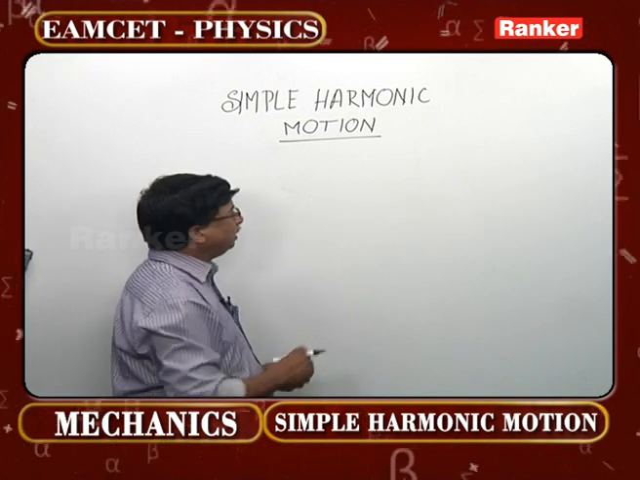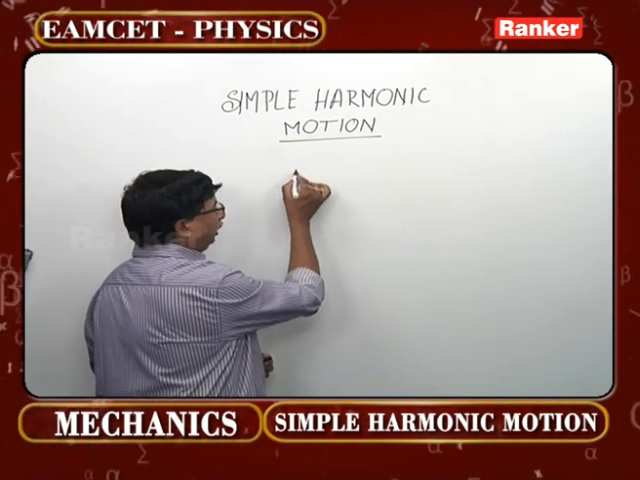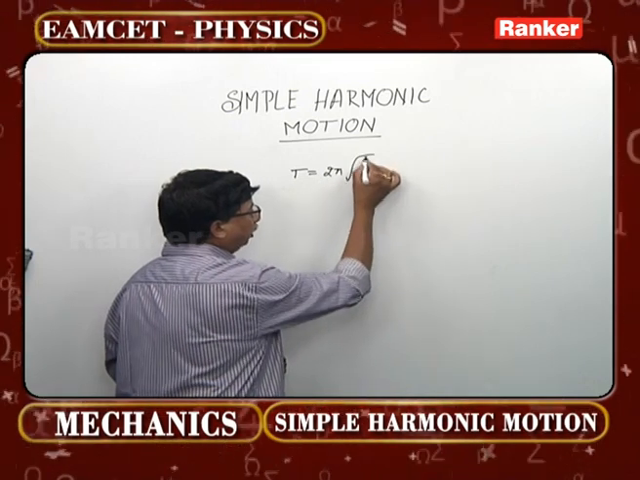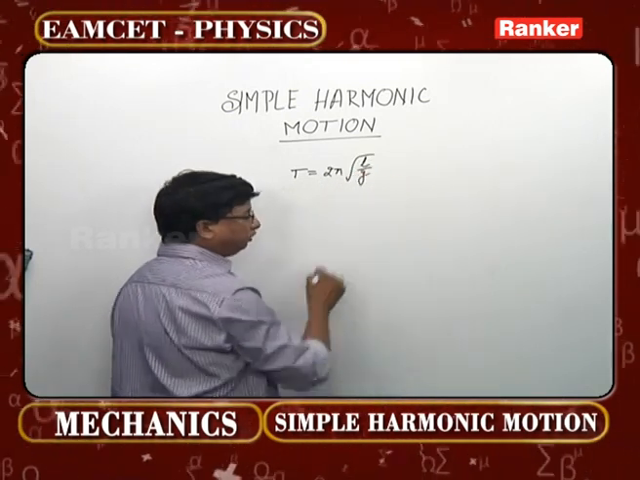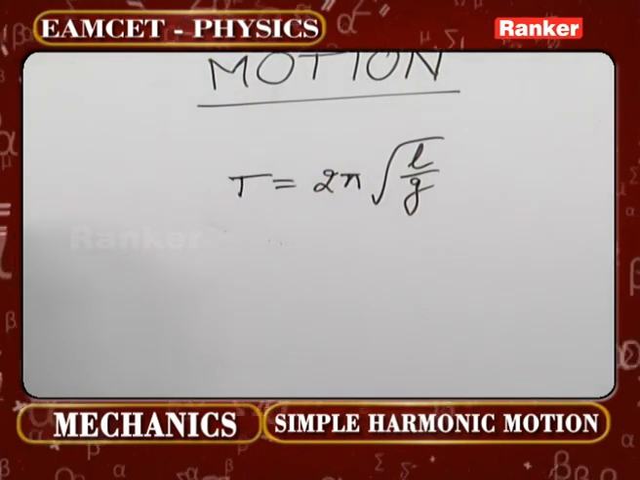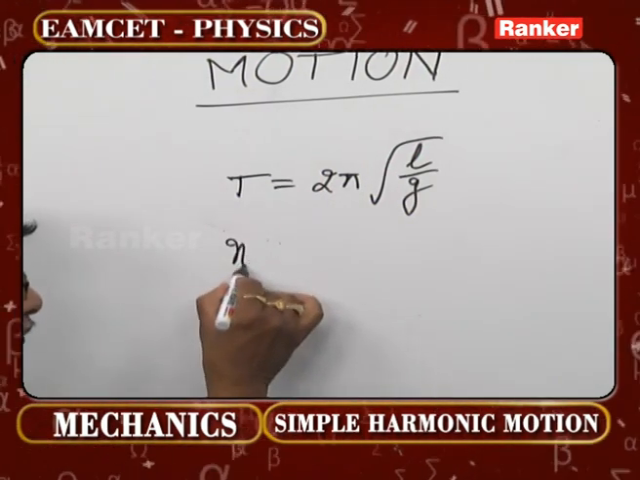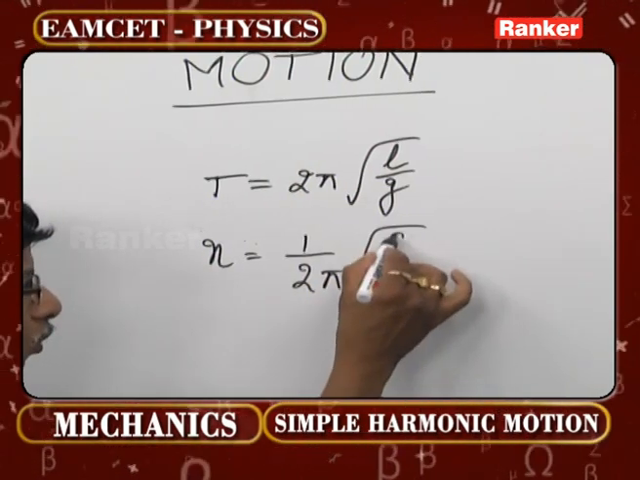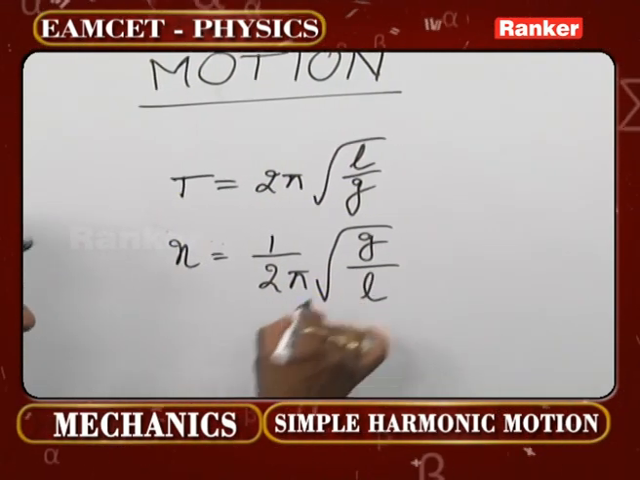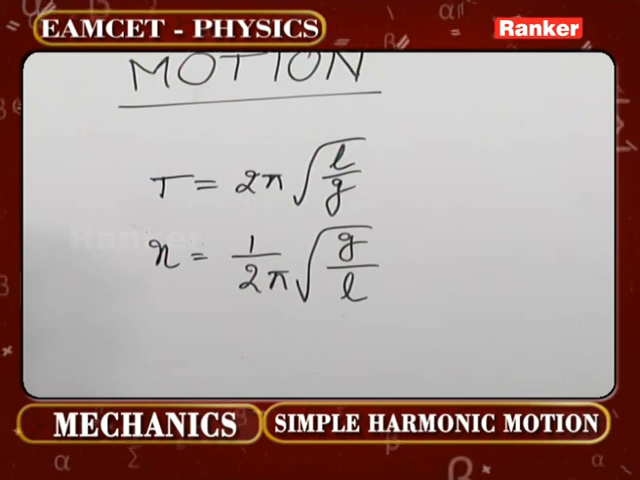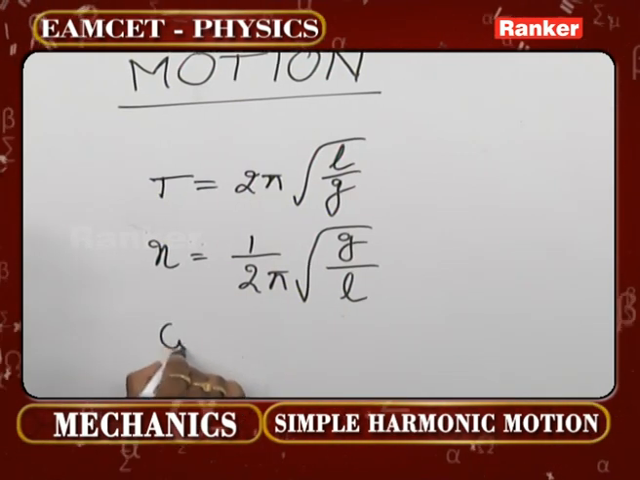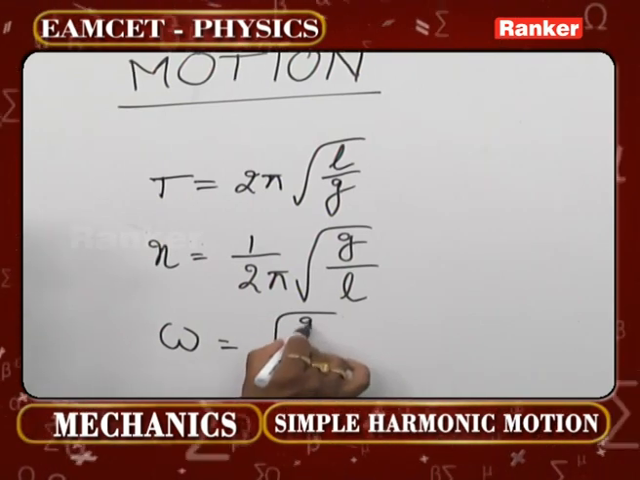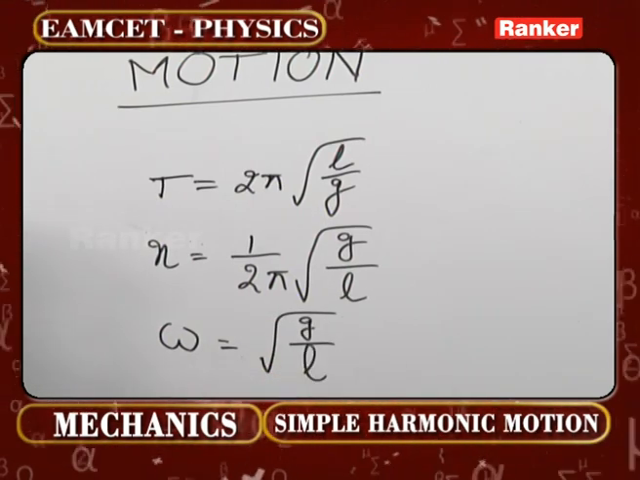For a simple pendulum, the time period T is equal to 2π under root L by g. That is the formula to be remembered first. And what about its frequency? It is 1 by 2π under root g by L. This is the equation to be taken up. And of course, from the same, what is its angular frequency? It is under root g by L.